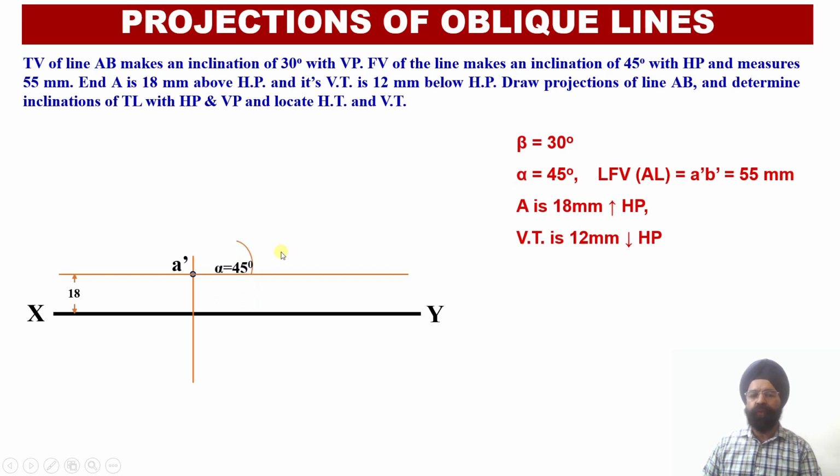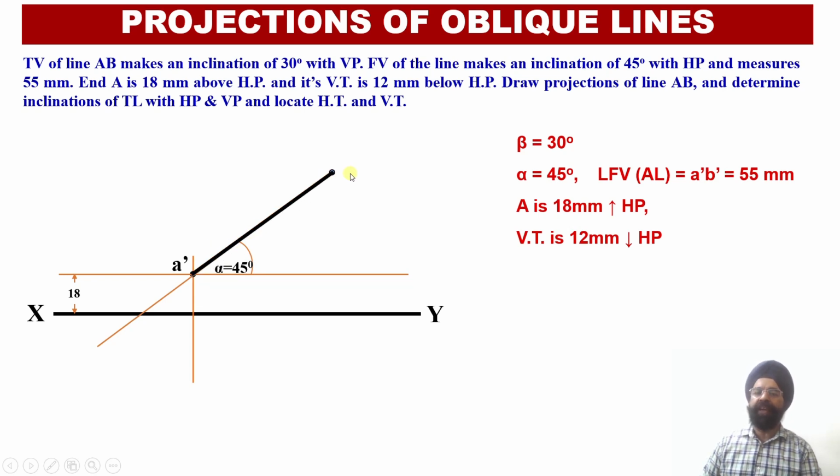So what we are going to do, from point A dash, we are going to measure an angle of inclination of the front view elevation line A dash, B dash equal to 45 degree. So we have got alpha is equal to 45 degree. So this gives me the orientation of the elevation reference line. Once I obtain the orientation of the elevation reference line, now I am going to mark the distance of 55 millimeter over here along this particular orientation, right?